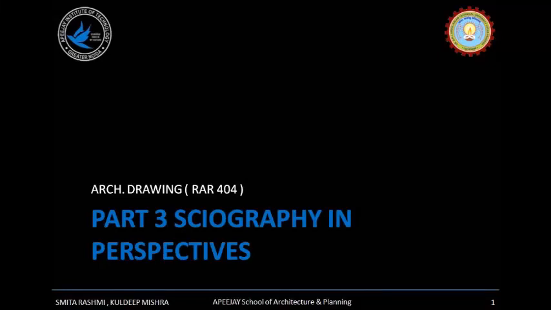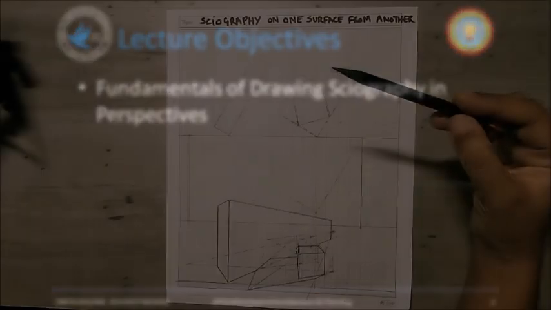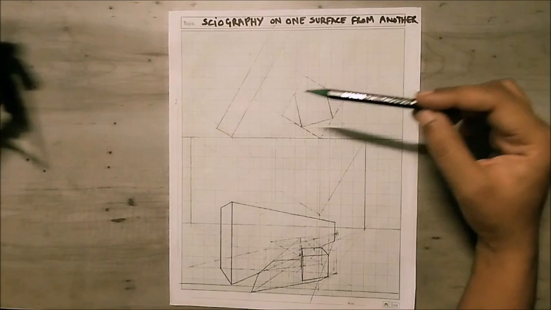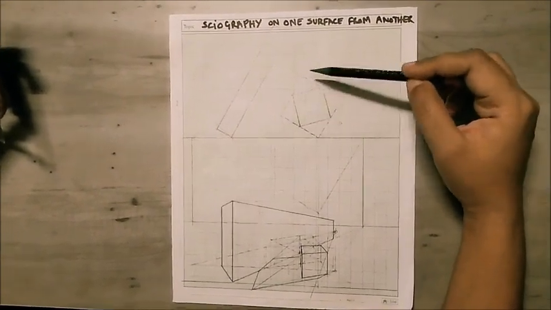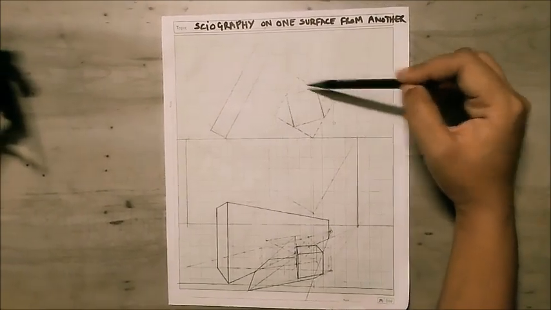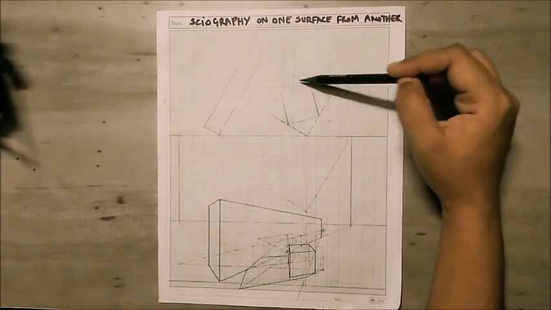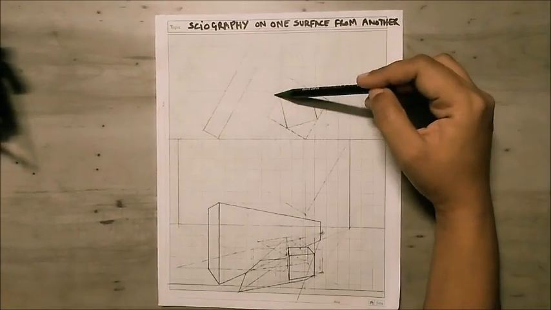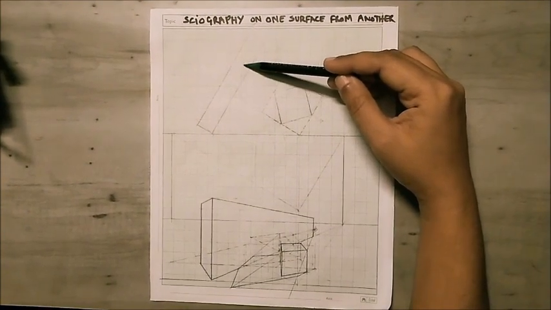Students, today we will talk about the psiography on one surface, casting on another surface. In the last part, we have done a psiography of a similar kind of object, not similar kind of object, but a parallel object according to the second object. So a parallel object was placed over here and its psiography was casted on this kind of wall.